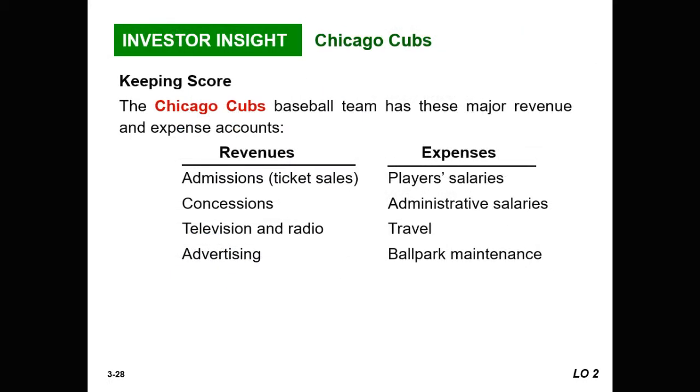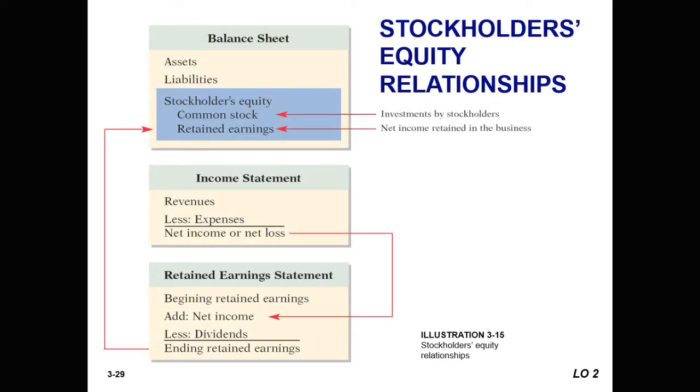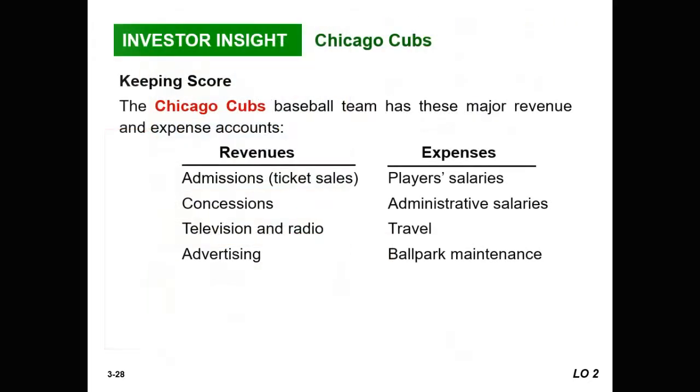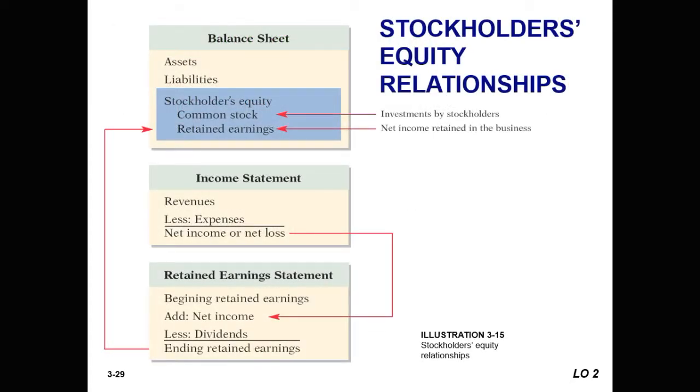Now continuing on, we will actually work on the elements of stockholders' equity relationships because it is the most complicated of any of our accounts and how they work, because we have things that go both positive and negative in these.